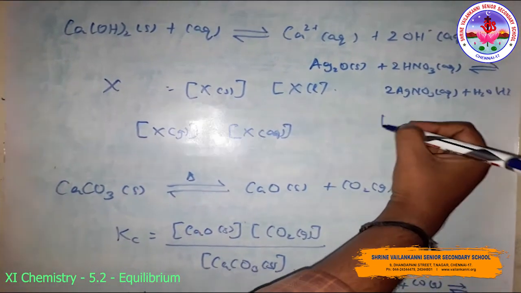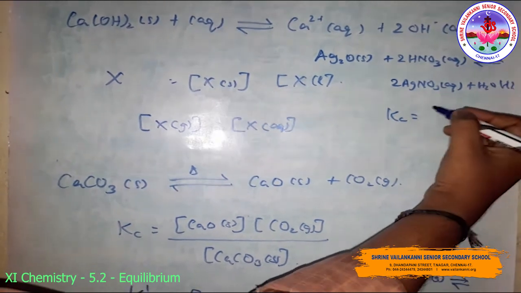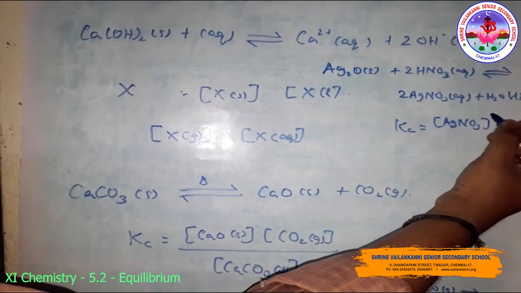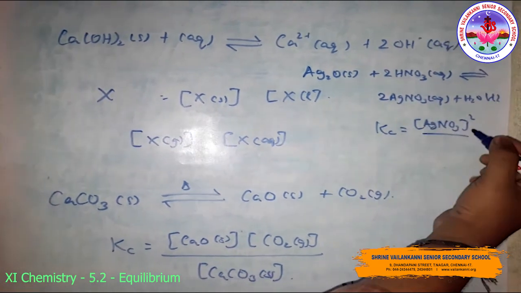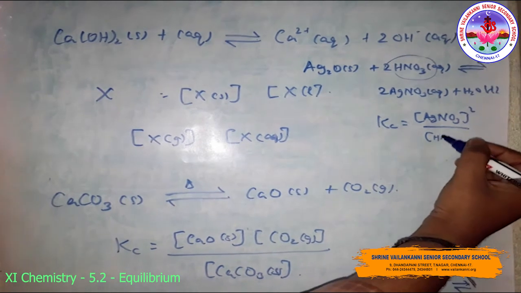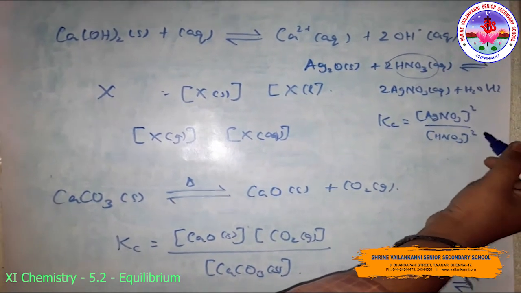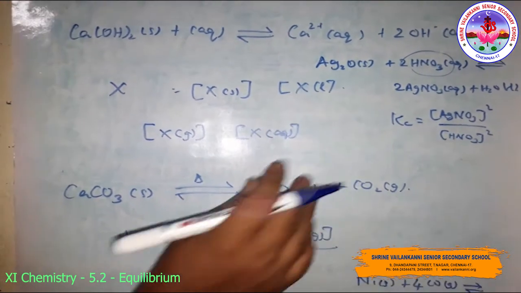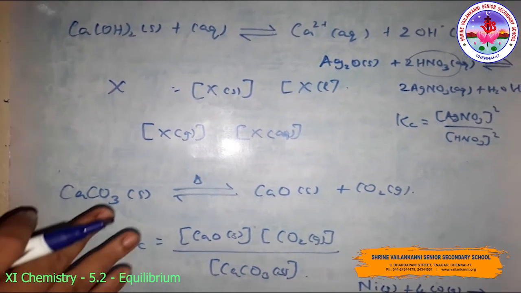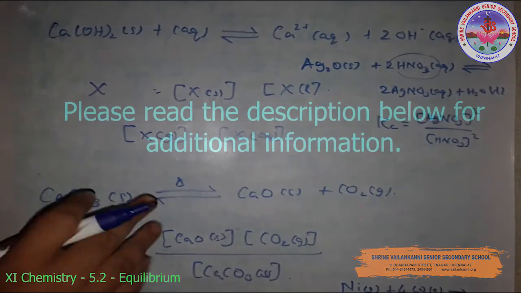So the Kc will be concentration of AgNO3 power 2 divided by concentration of HNO3, the whole square. So this is called heterogeneous equilibrium. Next is applications of equilibrium constant.